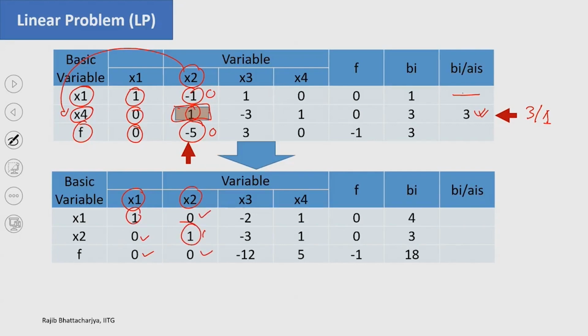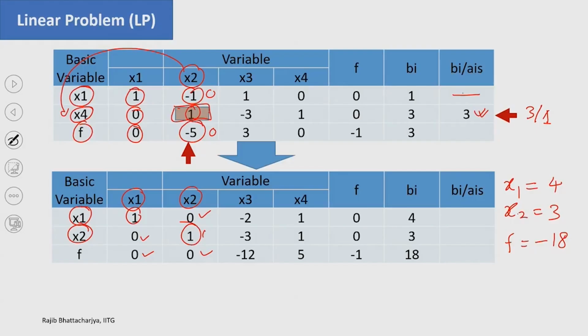And now, here x 1 and x 2 are the basic variables. Okay. So, what is the solution now? The solution is x 1 equal to 4, x 2 equal to 3. And what is the objective function value? The objective function value is now minus 18. So, this is the objective function value here, and I am getting a solution that x 1 equal to 4, x 2 equal to 3.